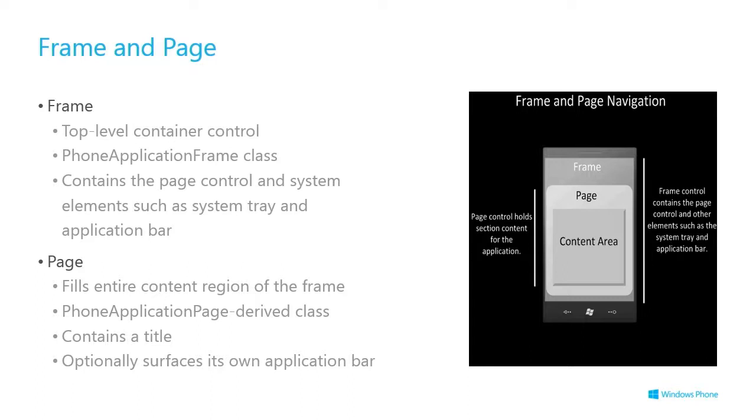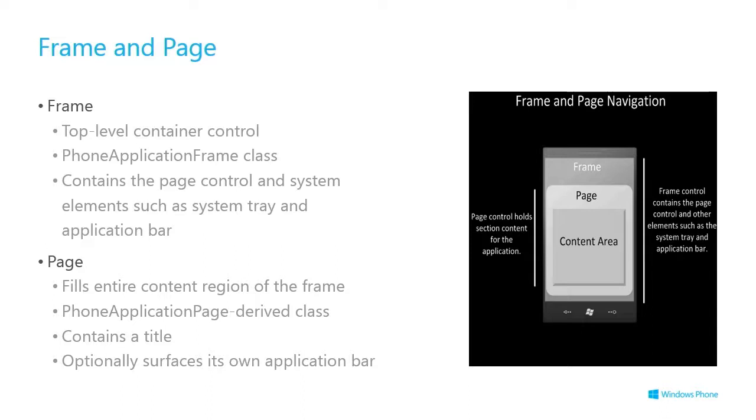The frame is this top-level container control. If you drill down into app.xaml.cs or .vb, you'll find a section that's collapsed by default, which is the startup, the bootstrap logic for your app. The first object your app creates is a thing called a phone application frame. This frame object is the top-level control in which all of your pages sit. You don't really program the phone application frame. It just is. But it contains the page control and the page system elements such as the system tray and the application bar. And then you create your pages that fill that entire area.